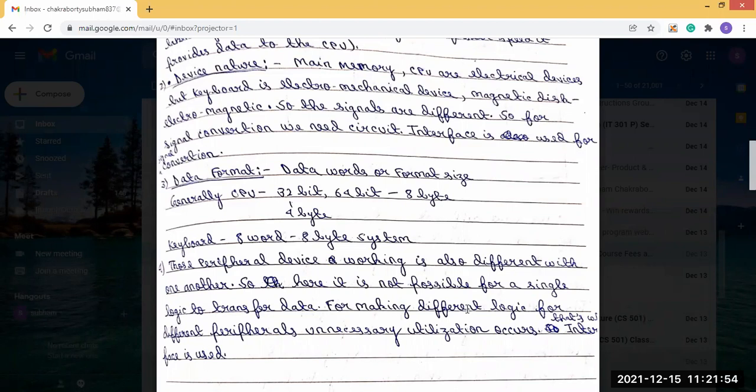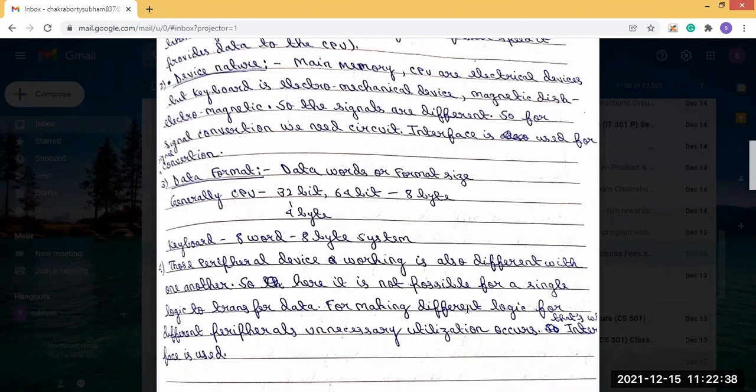And for making that, we require different logic, because functions are different. Then we have to use different logic for that. And for making different logic for different peripherals, unnecessary utilization occurs. That's why the interface is used for that purpose also. That is the 4 types we have seen. For this reason, in our system, we use the interface.